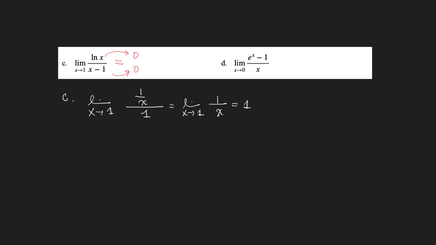Let's go to part D. Let's check it out. Where does this one go? As x approaches 0, e to the 0 minus 1, 1 minus 1, goes to 0. The denominator also goes to 0. So this is also a 0 over 0 form, and we're going to use L'Hopital's rule right here. The limit as x approaches 0: the derivative of e to the x minus 1 is e to the x, and the derivative of x is 1. So you plug in e to the 0, that's 1. That's how you find this limit. Next slide, we're going to study the indeterminate form infinity over infinity.